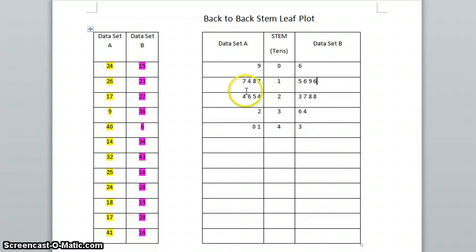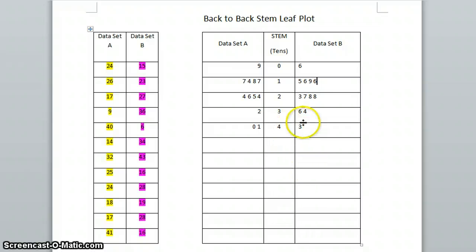On this side you can see I have 2 17s. At a glance you can see I have 2 24s, and so on. So now I have a back-to-back stem leaf plot. And you can start to compare these two sets of data. What can you see? Well, I can see that most of my data is centered around the 10s and the 20s. They look very similar, don't they?